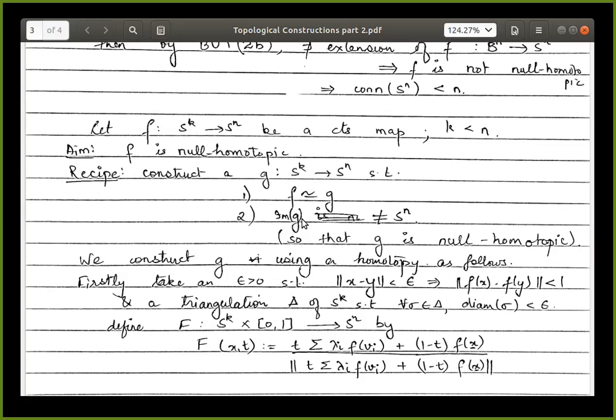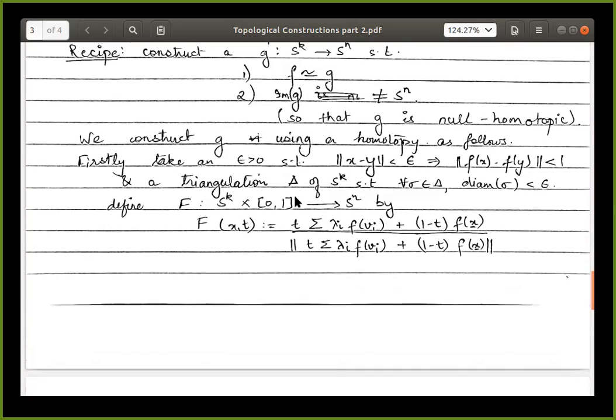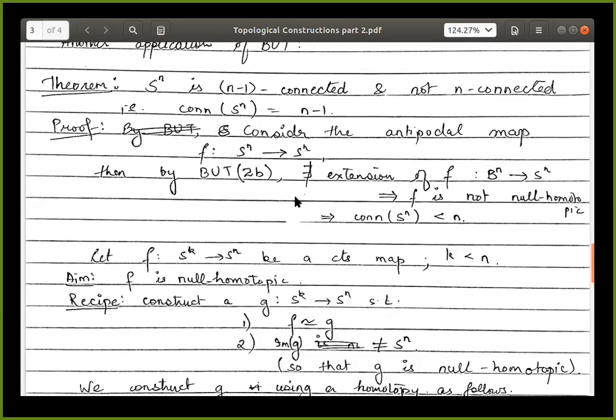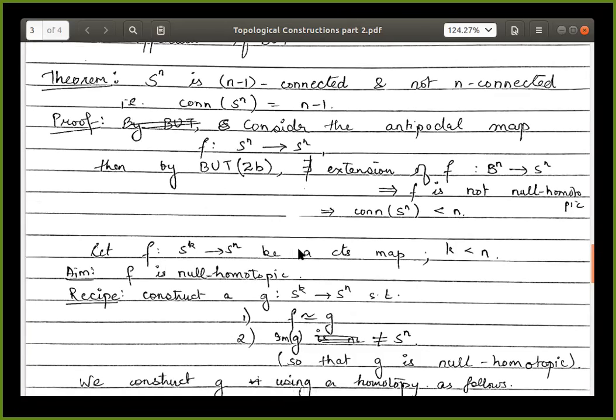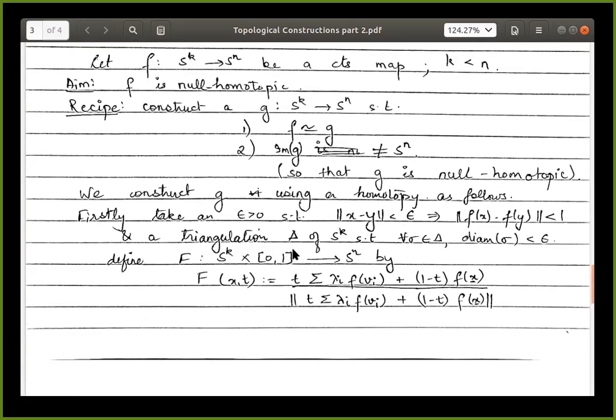for constructing such a map G, right? So this G we will actually construct through a homotopy, so that we don't have to sit and define the homotopy between F and G. We start with a homotopy which does the job for us. But for that, since we started with F to be uniformly continuous, I haven't written, so F is a uniformly continuous map.